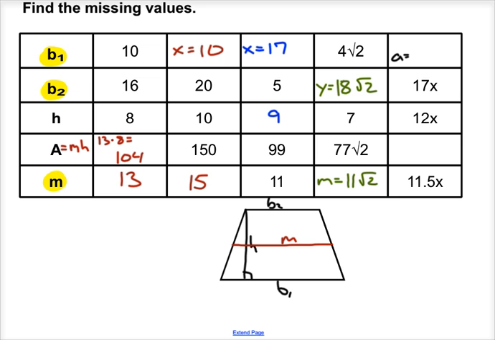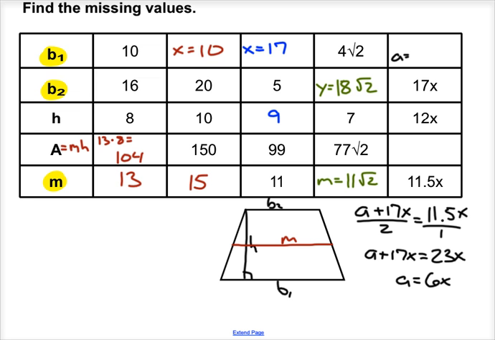So let's find out the value. So I know if I average the bases, which would be a plus 17x divided by 2 equals my median, which is 11.5x. Cross multiply, and I get a plus 17x equals 2 times 11.5, which is 23x. Subtract off 17x, and you get 6x.